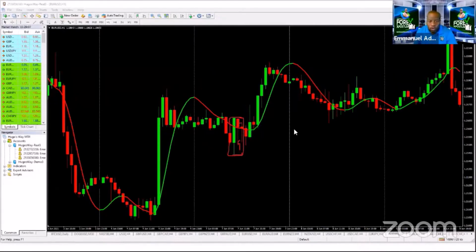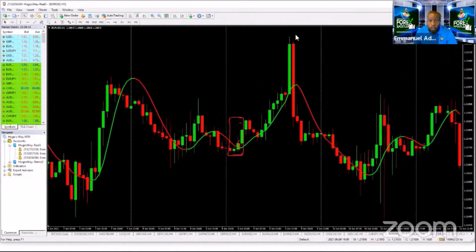Okay, let's take a look at one more, then we'll continue with our training. This is inside bar. Take a look at this. Right there, this is the high of that red candle. This is the low of that red candle. But look at this green. This is the high of the green, and this is the low of the green. So you will agree with me that combining these two together, we have inside bar. Do you guys understand that right now?